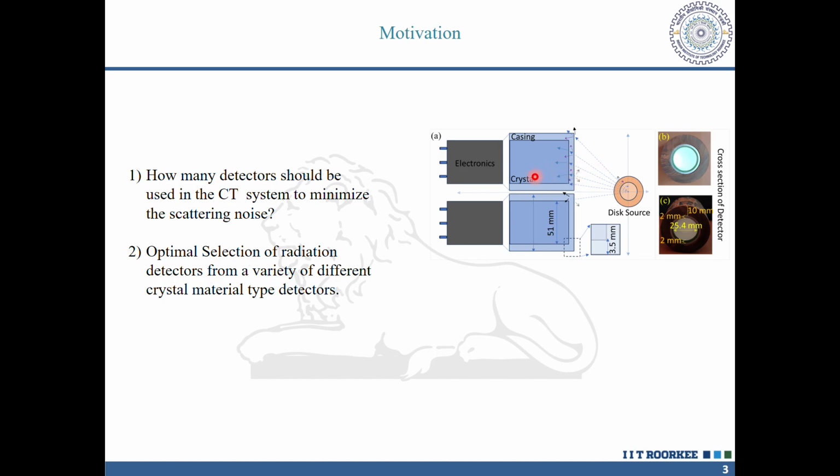This figure gives the visualization of the main motivation of this study. This is the disk source, and these are two detectors placed nearby. So when the radiation is incident on these detectors, there are chances that the radiation may be scattered by the adjacent detectors and may enter the main detector and be detected by it. This is the inner cross-section view of an old radiation detector.